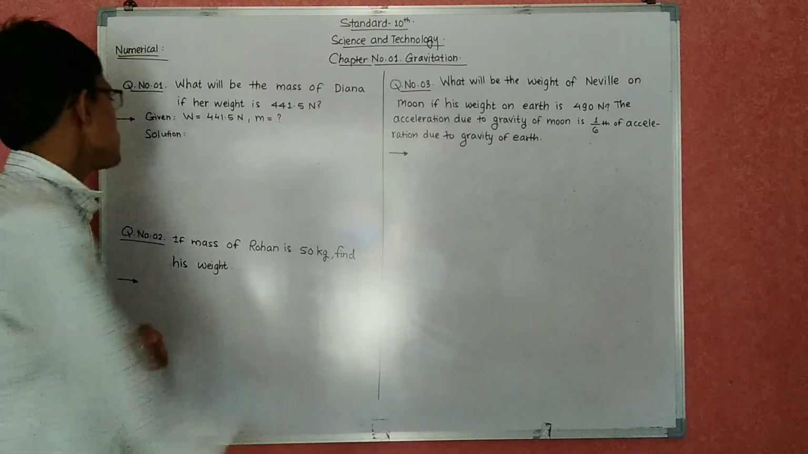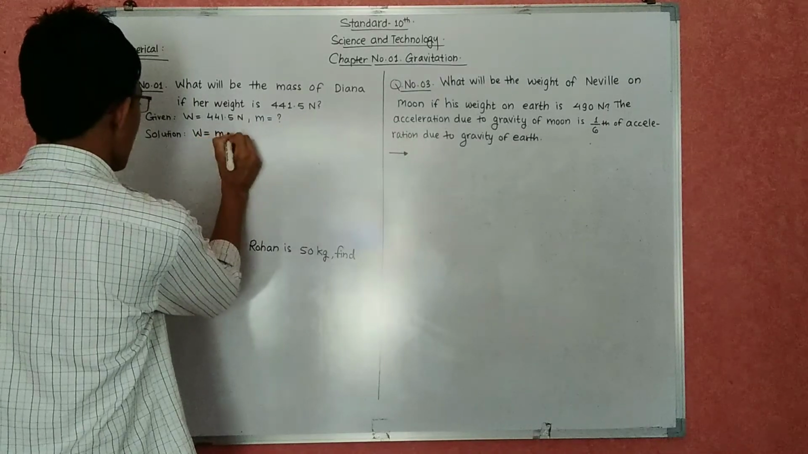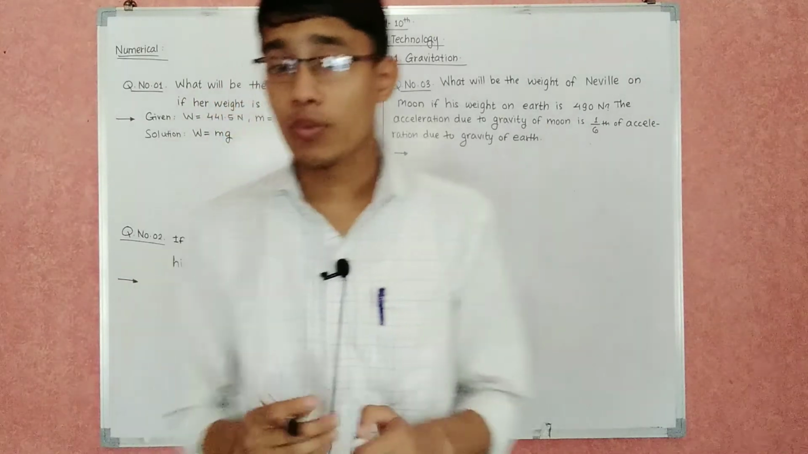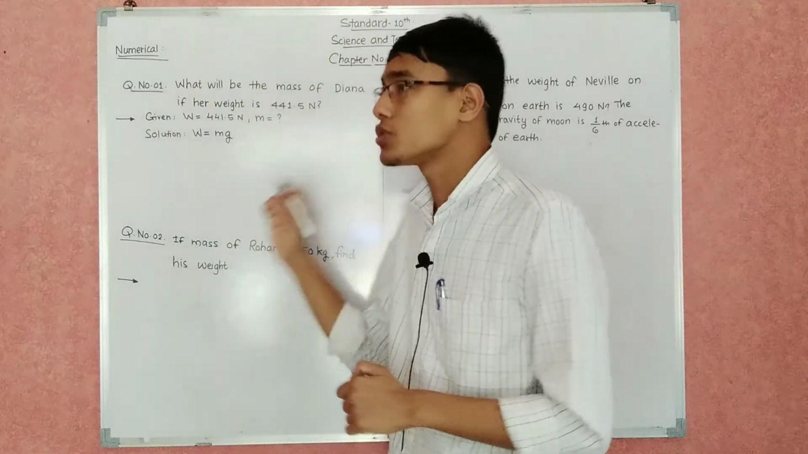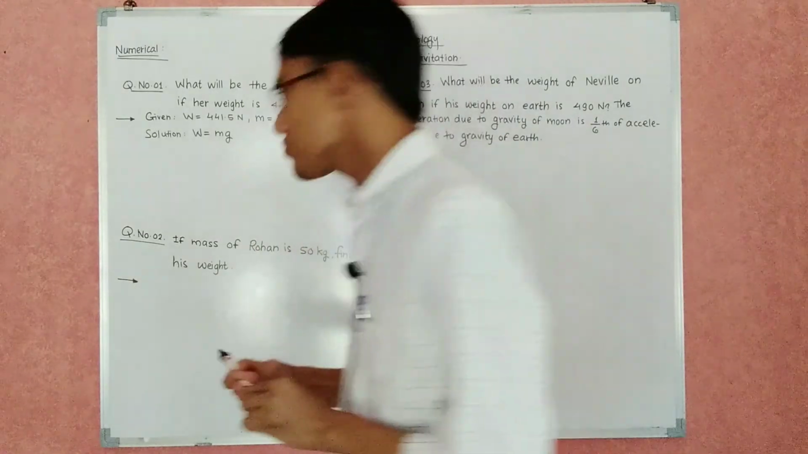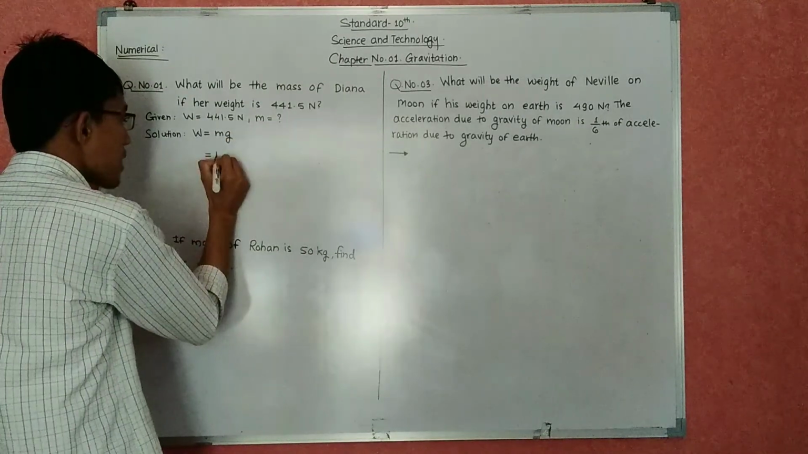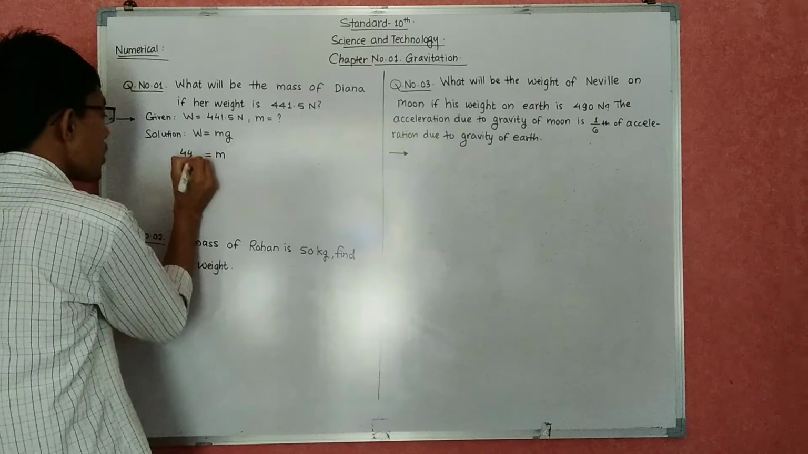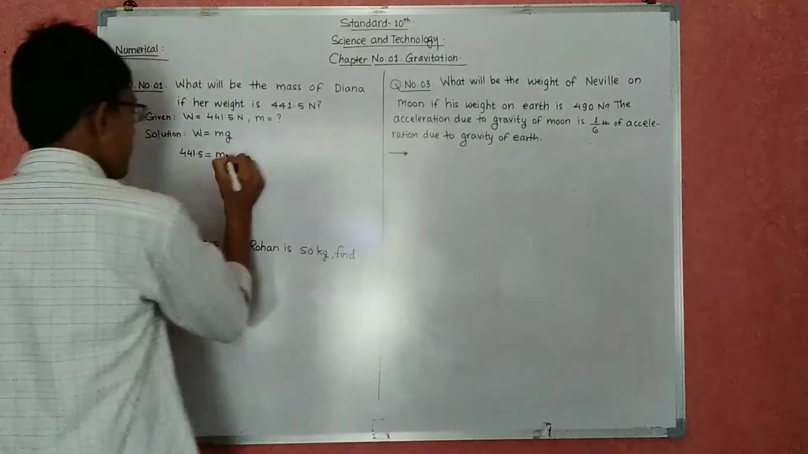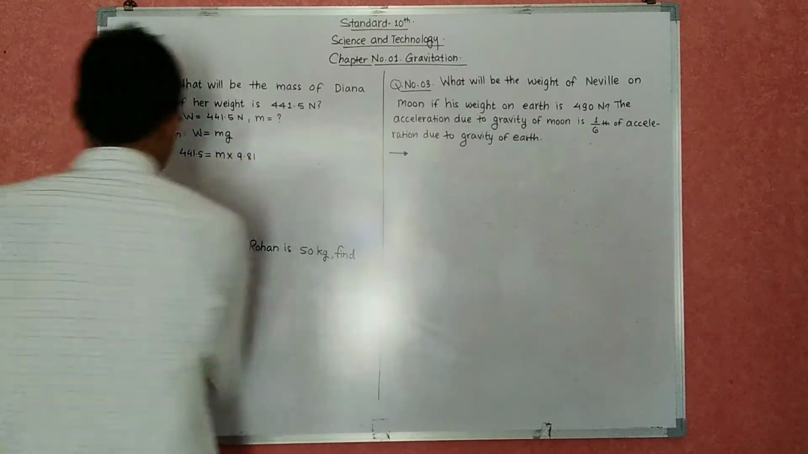So, what is the formula of weight? Weight is equal to mass into acceleration due to gravity. Now, we don't know the mass, but we know the weight, that is 441.5. Then the acceleration due to gravity of earth, we all know, is 9.81.